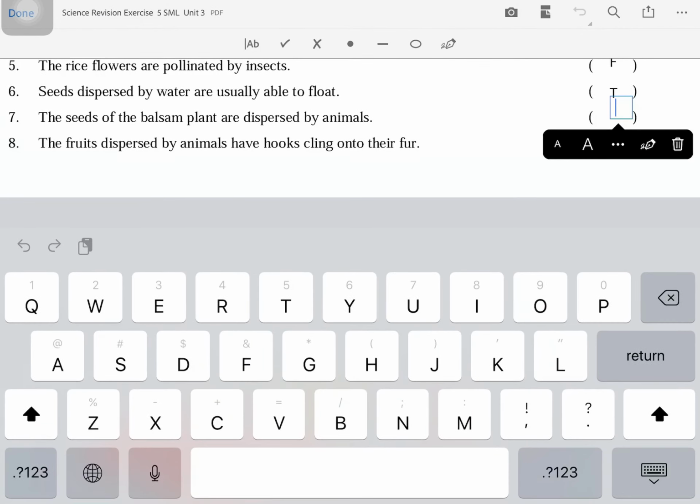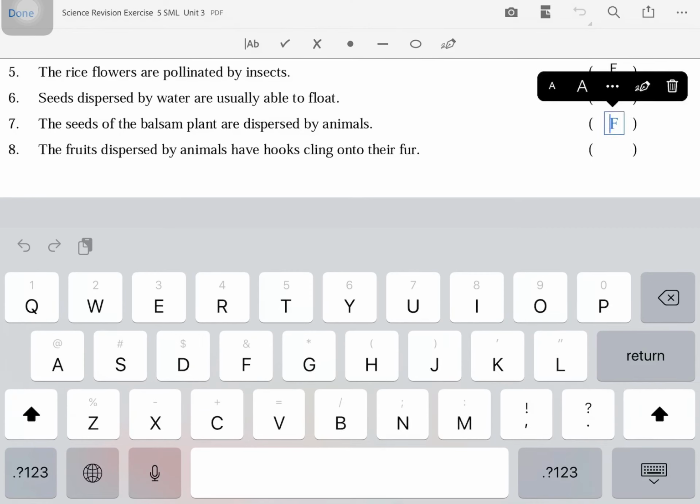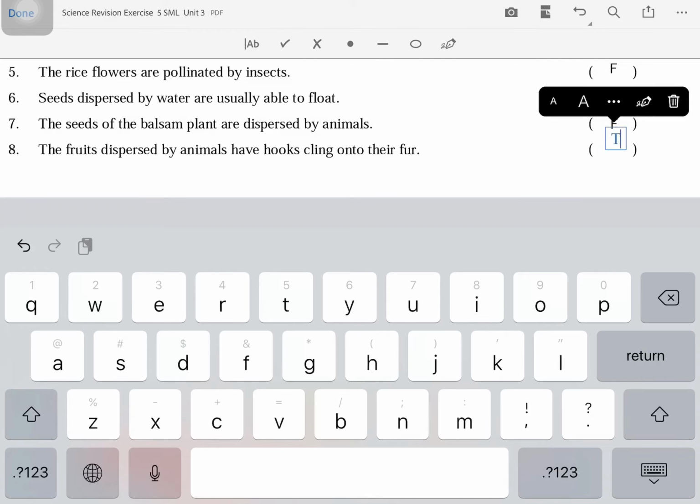So the answer is false, not by animals. Now, question number 8. The fruits dispersed by animal have hooks that cling onto their fur. So, is it correct? Yes, it is correct. It clings onto their fur to travel to different places. You can find more answers in page 76 of your textbook.